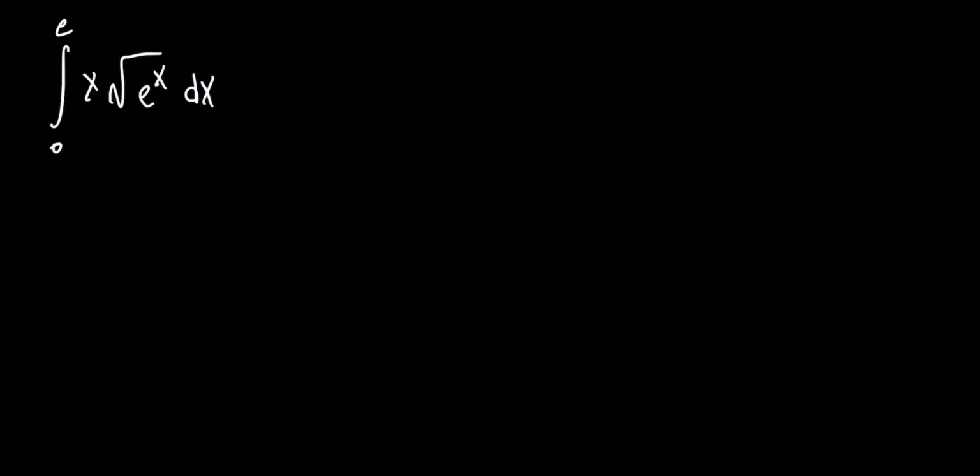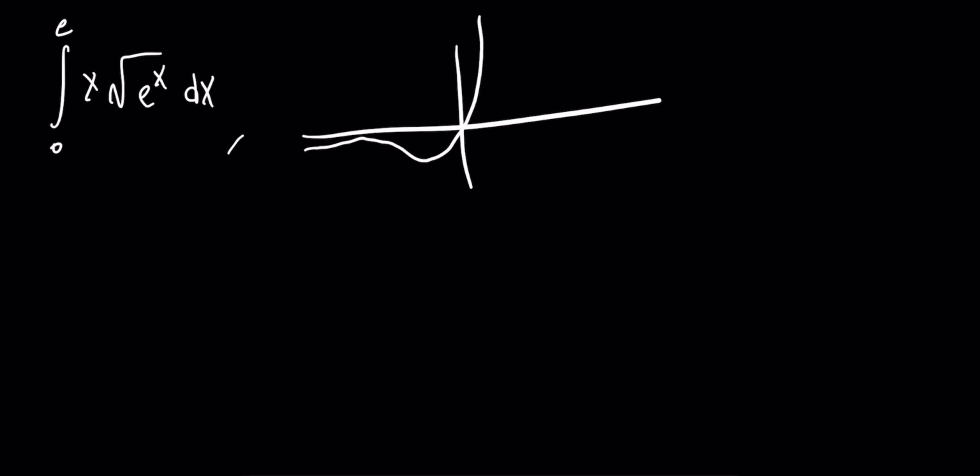Today we'll be doing the integral from 0 to e of x times the square root of e to the x dx. And to start off, we could visualize what this area actually looks like. So it's something like this, going from 0 to e. So this is the area we're looking for. And to do this integral, we will use integration by parts.